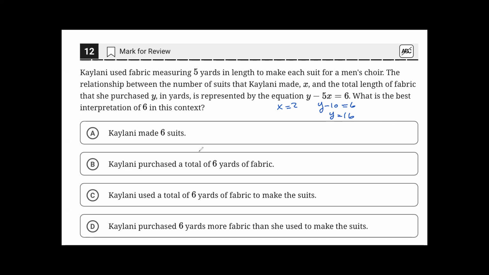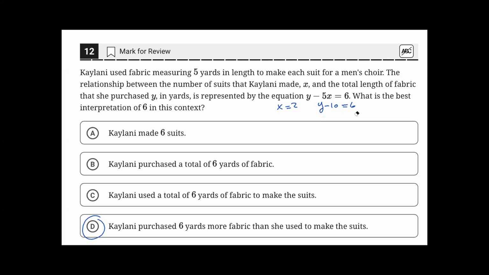And if we look at the answer choices, the only one that makes sense with that context is choice D. Kaylani purchased six yards more fabric than she used to make the suits.